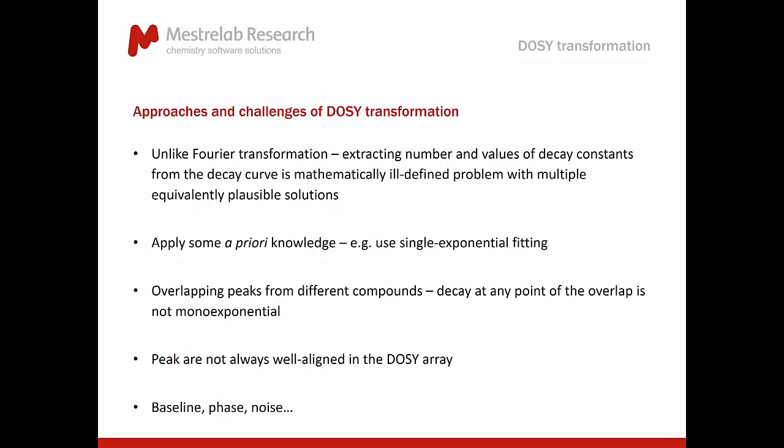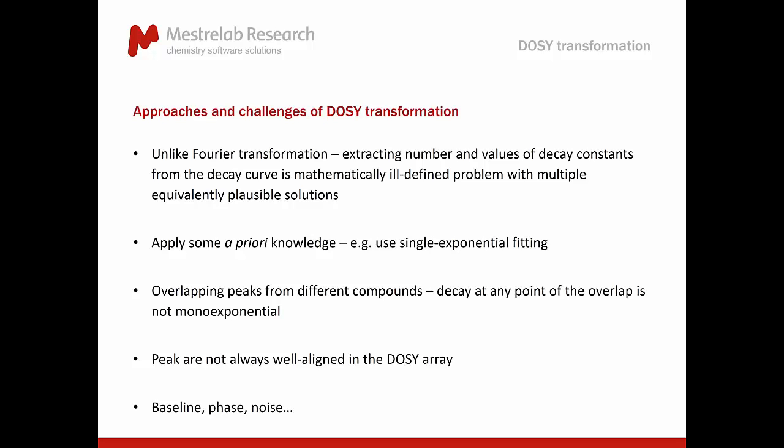The simplest approach is this: in most cases, diffusion is a simple case, which needs just a single exponential fitting. So if we say we just have one single exponent, that simplifies things quite a bit. And in many situations, that's absolutely true. But there are some complications, and we have to remember that probably at some point we are going to see them. One of the major complications is overlapping peaks from different compounds.